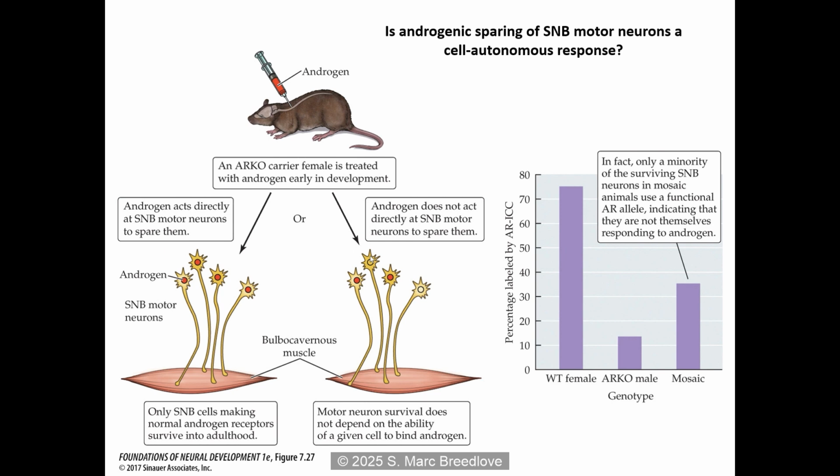But it turned out that motor neurons with dysfunctional androgen receptor genes were just as likely to be spared as motor neurons with functional androgen receptor genes. So the sparing of motor neurons is not a cell autonomous response to testosterone. It's not the motor neuron itself that's responding to the hormone signal. Rather, the hormone signal is acting somewhere else, and then some other structure is instructing the motor neurons to stay alive. How's that?